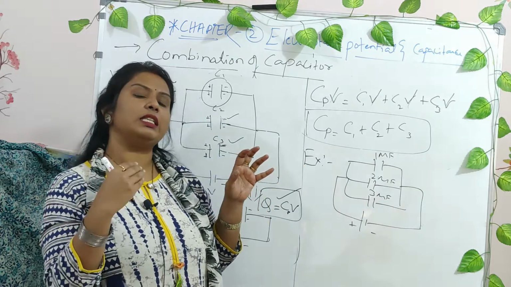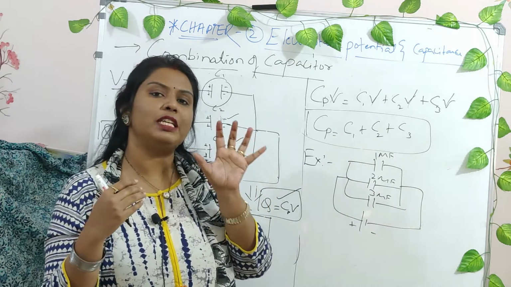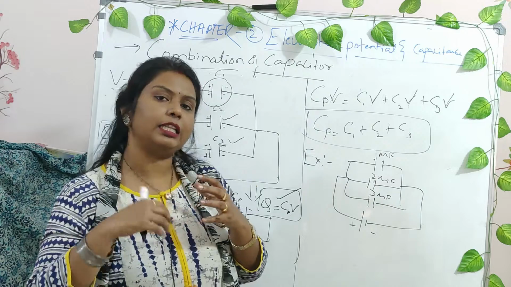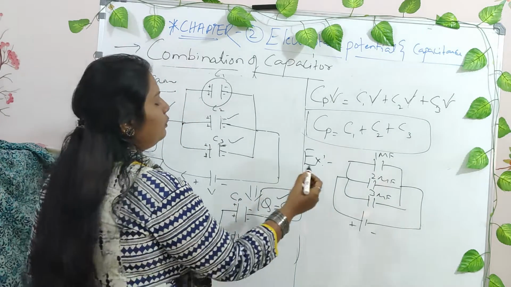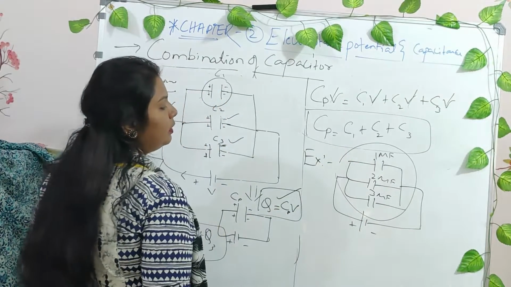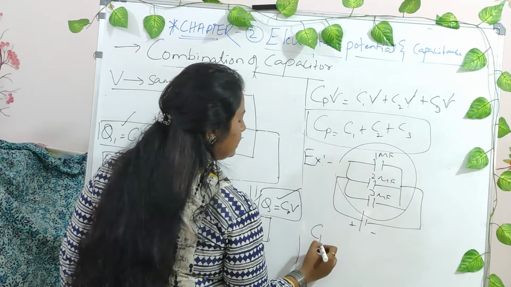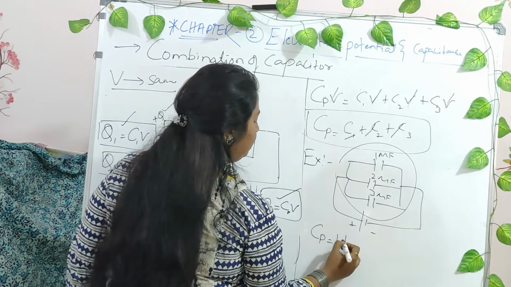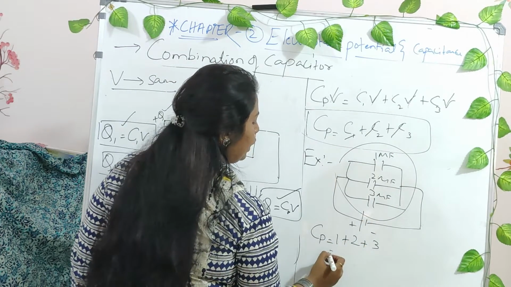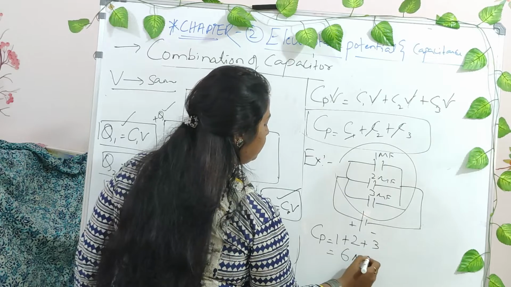Because of this, we always find the effective capacitance, and that capacitance is used in electrical circuits, right? So what will be the total capacitance for this? That is Cp equals C1 plus C2 plus C3. That is 1 plus 2 plus 3. How much is it? 6 microfarad.